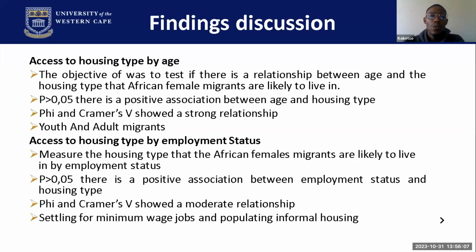With housing type and employment status, the objective was to measure the housing type that African female migrants are likely to live in by employment status. We also saw a positive relationship, and the relationship this time around was moderate. This is because most of them are settling for minimum wage jobs, and they are mostly populating the informal housing type.